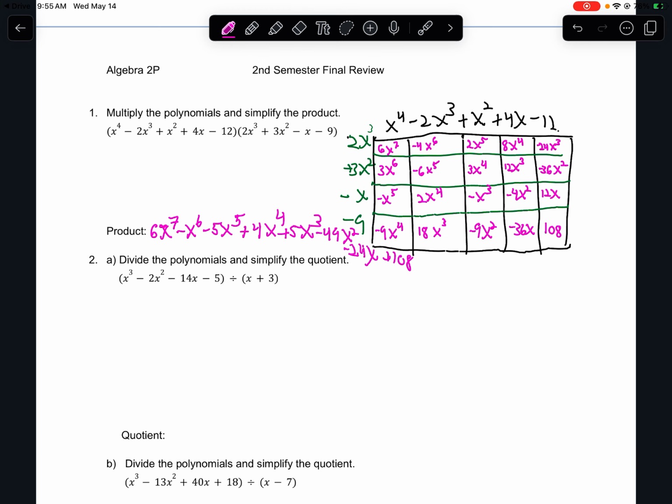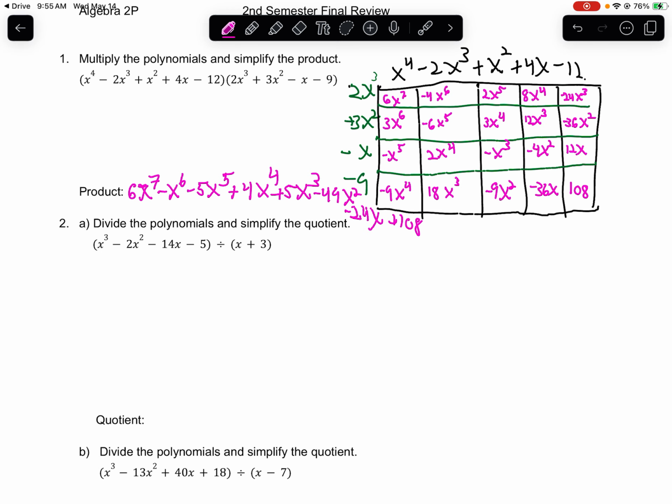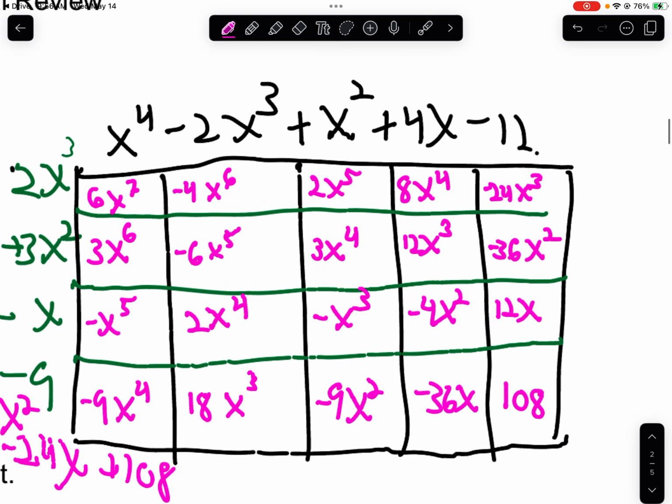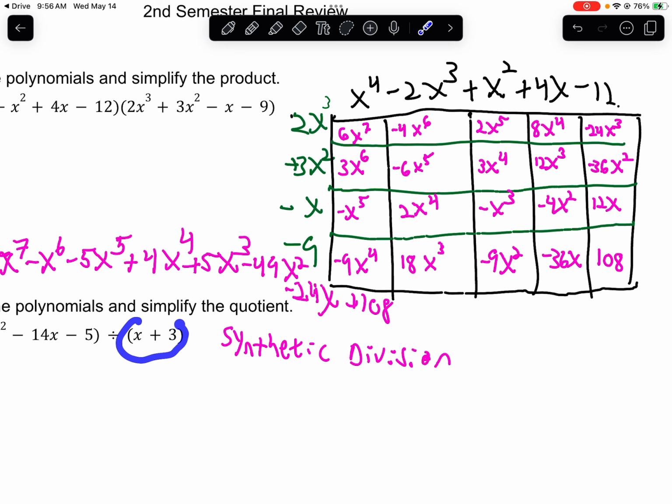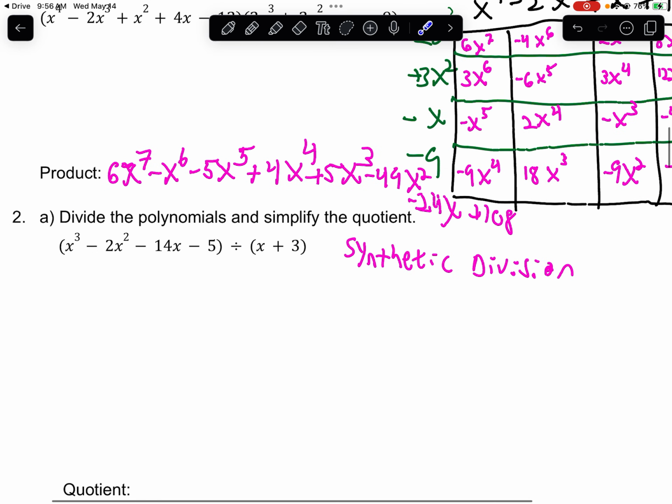All right? The next one, divide polynomials and simplify the quotients. Now, you know how to do it the long way and the painful way. I am now going to show you the quick and easy way. This is called synthetic division. And it basically goes like this. Instead of replicating this box up here, when we're dividing by a linear binomial like this, what we're going to do is called synthetic division. And it's so much easier.